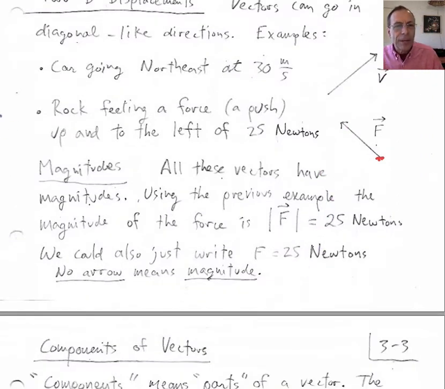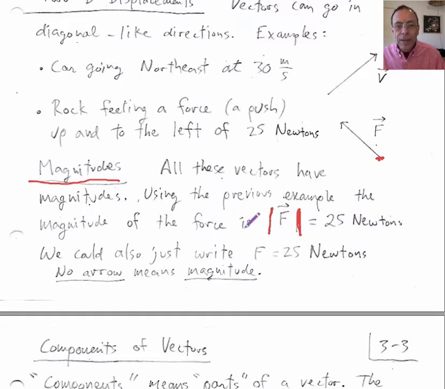Continuing with the vocabulary, magnitudes. We already said that the word magnitude means the absolute value or the size of a vector. So let's go with an example here. I had a vector which represented 25 newtons up and to the left. Well, the magnitude of that is the 25 newtons, and we're taking away the direction piece of information. And when we write that, you put the absolute value bars around your vector, and that gets you the magnitude.